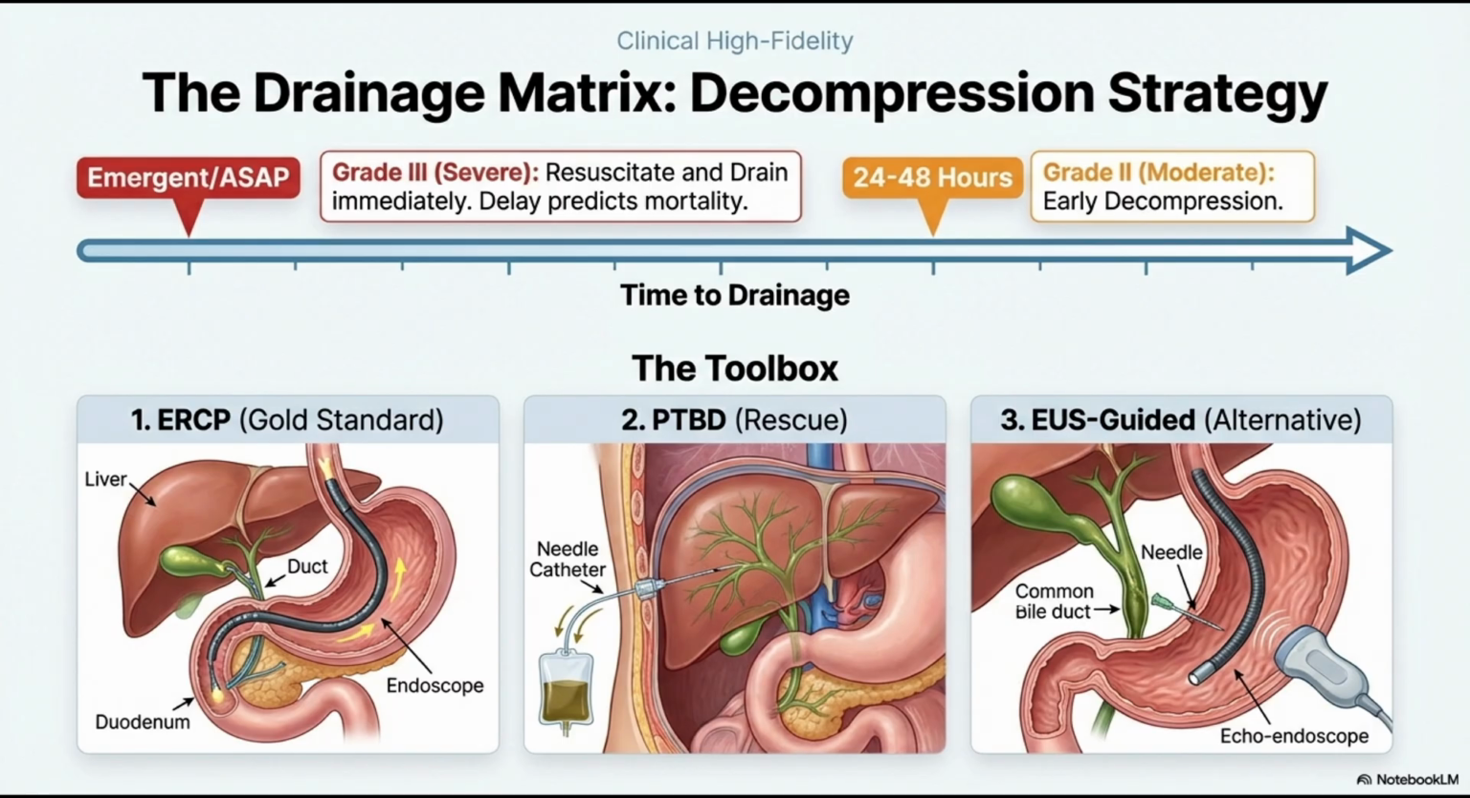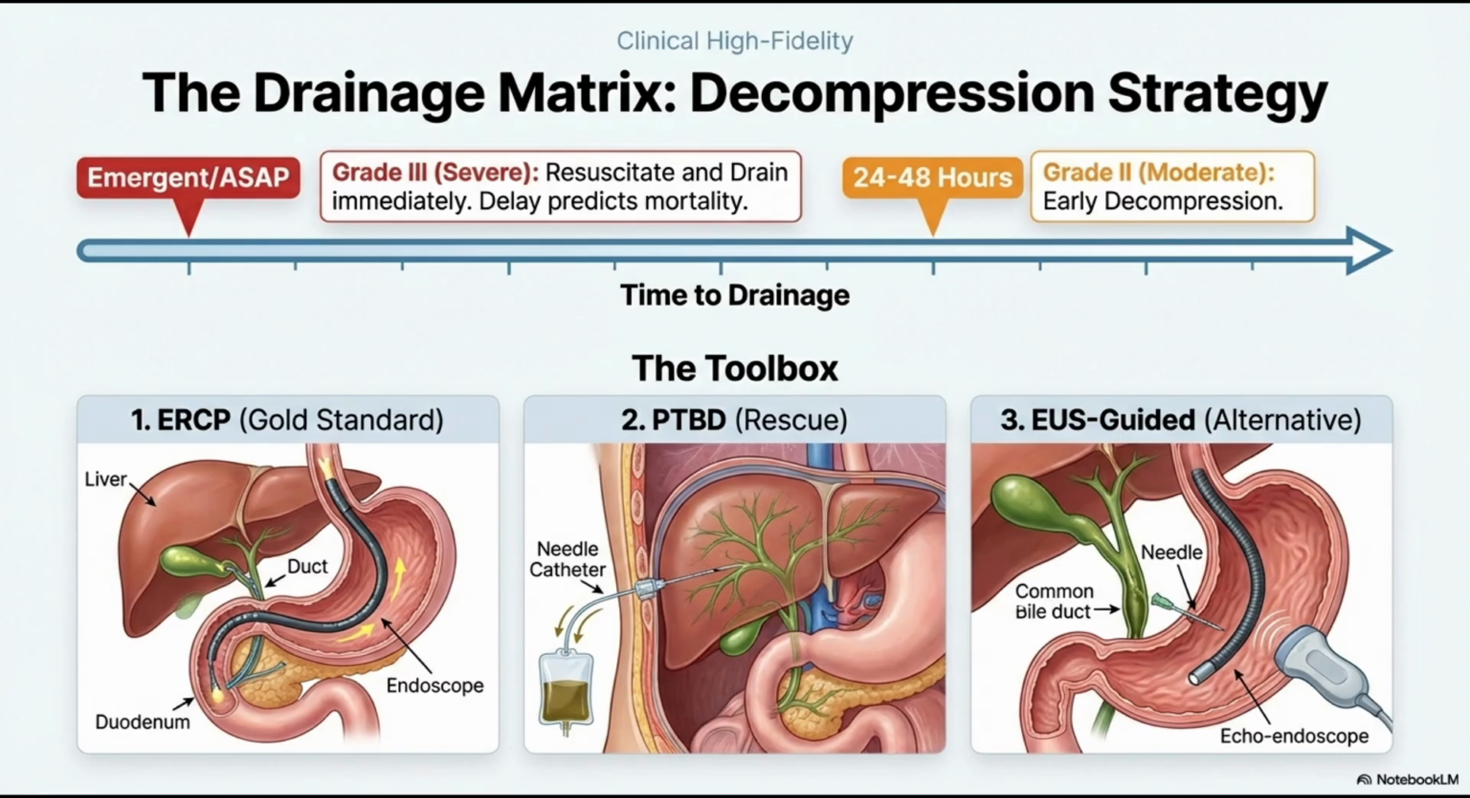And then there's the emerging tech, EUS-guided drainage. Endoscopic ultrasound. Exactly. Using endoscopic ultrasound to punch a hole from the stomach or duodenum directly into the biliary tree and place a stent, it's becoming a really viable alternative to PTBD, avoiding that external bag.